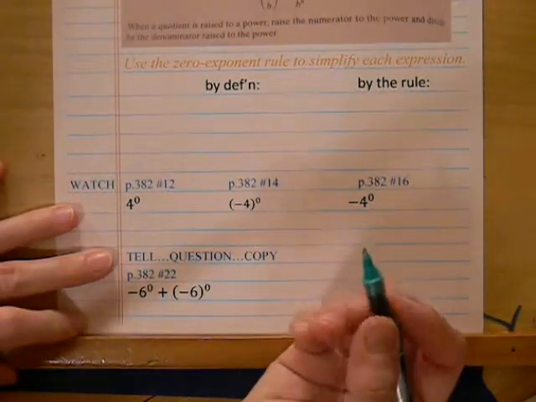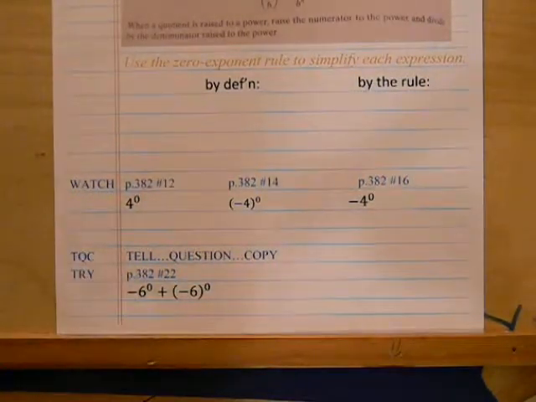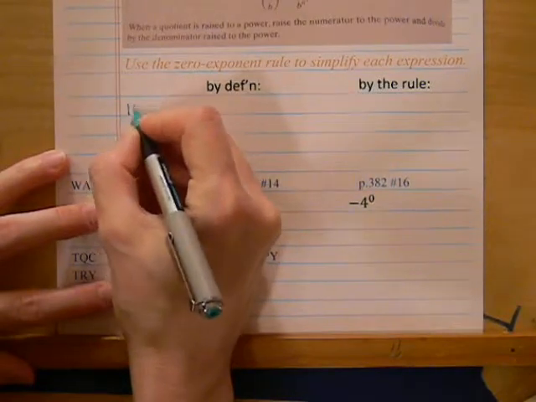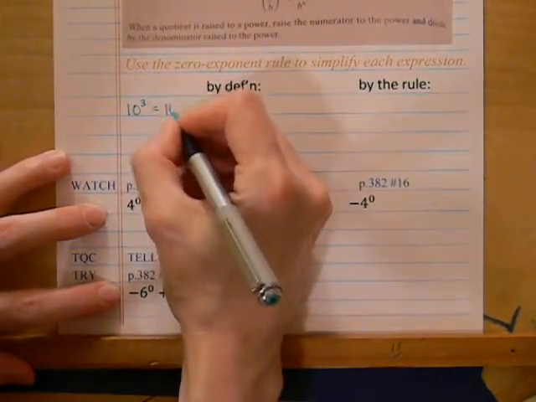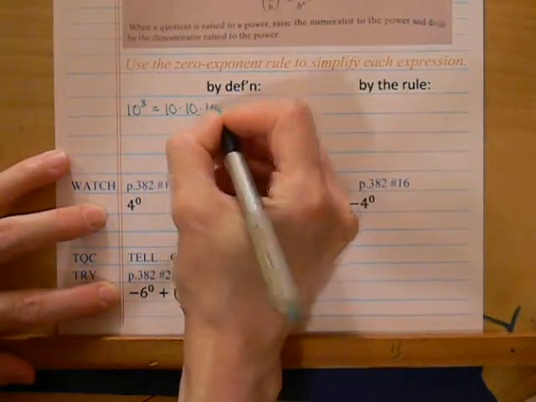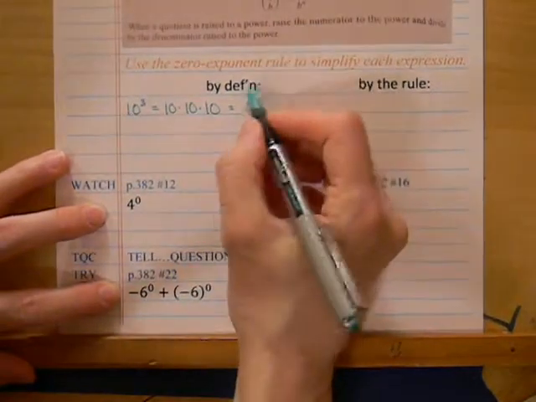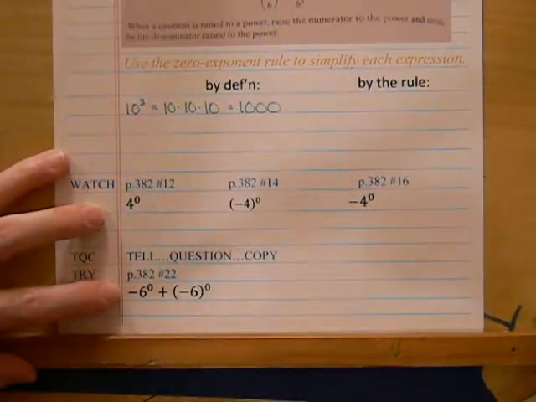So here's what I'm going to show you. I'm just trying to establish a pattern here. So watch and follow along here. If I have 10 cubed, by definition, that would be 10 times 10 times 10. Then if you were to multiply that out to get a number, that would be 1,000. 10 times 10 times 10 is 1,000.